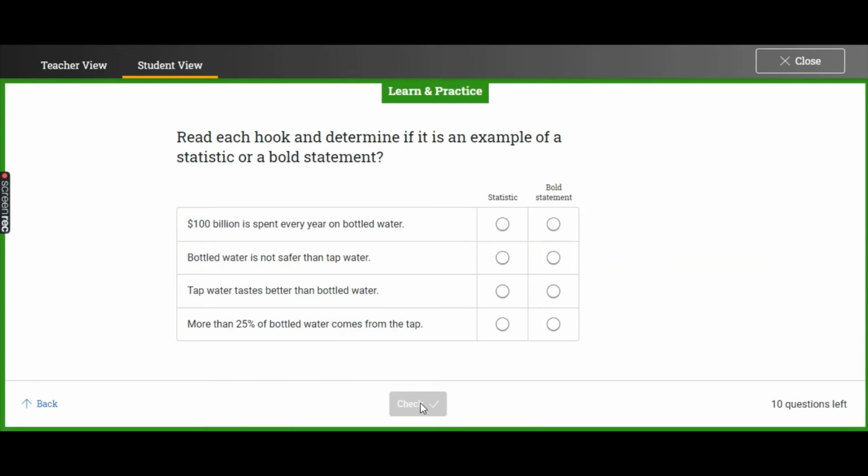Read each hook and determine if it's an example of a statistic or a bold statement. You have 30 seconds. $100 billion is spent every year on bottled water. Bottled water is not safer than tap water. Tap water tastes better than bottled water. More than 25% of bottled water comes from tap.